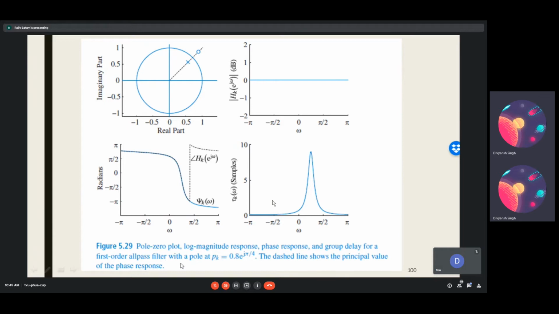So this is the group delay for a first order all pass system with a pole at 0.8 e to the power j pi by 4. Using those three formulas which I had shown earlier, you can work out this example. Given a pole at 0.8 e to the power j pi by 4, you can find the reciprocal zero, create the all pass system, and then find its magnitude response, phase response, and group delay.